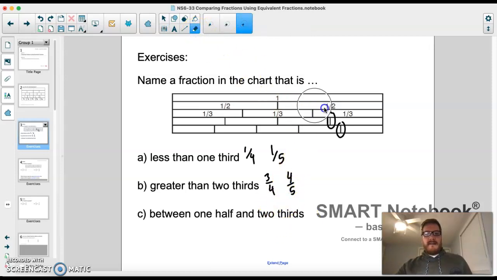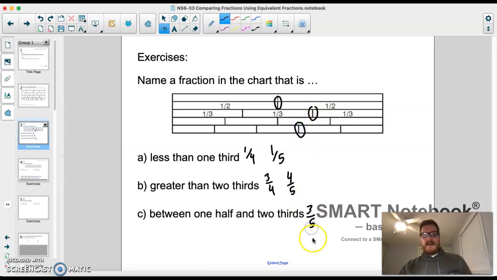And then lastly, they're asking for a range, right? They're looking for something that's between 1/2, which is right here, and 2/3, which is right here. So we're looking for something like this line, which is 3/5. That is a fraction that comes on this chart between 1/2 and 2/3.